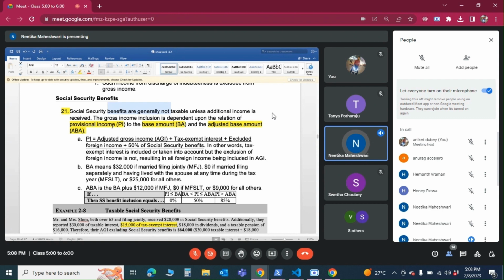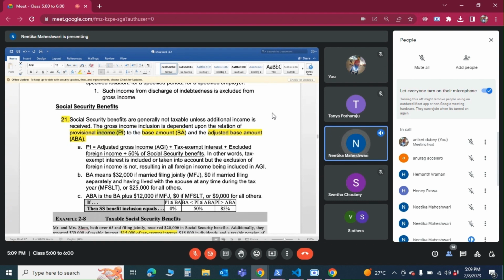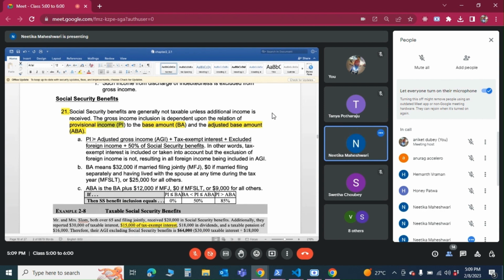And what is that? There's something called provisional income, something called base amount, BA, and adjusted base amount. So what they're saying is we have to calculate PI, BA, ABA, and then put them in the formula: if PI is less than BA, or between BA and ABA, or exceeds ABA, then it might come up as taxable. So what is provisional income?